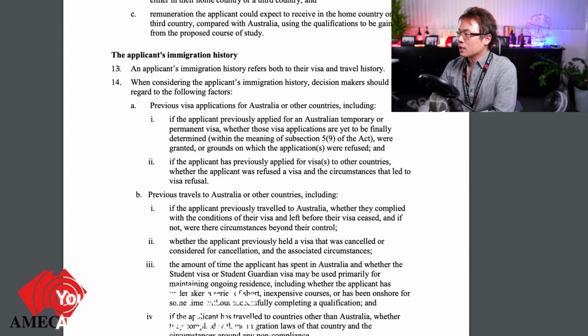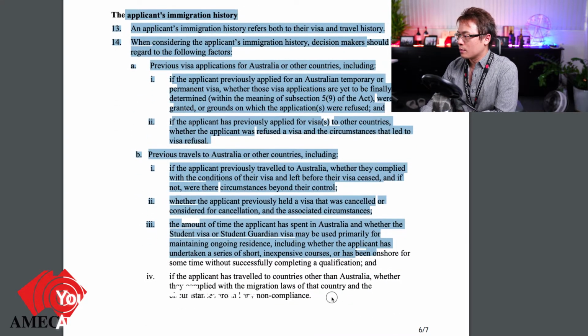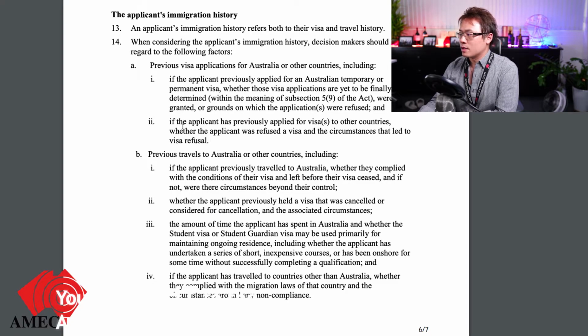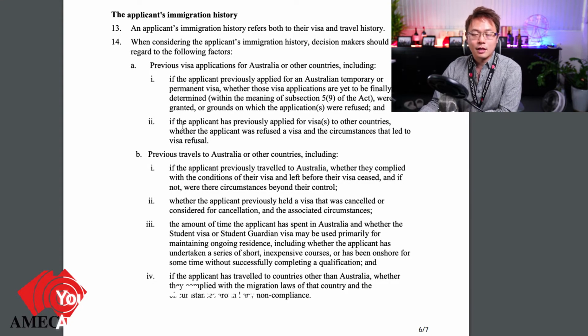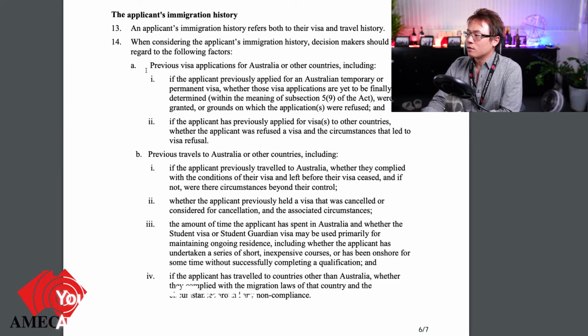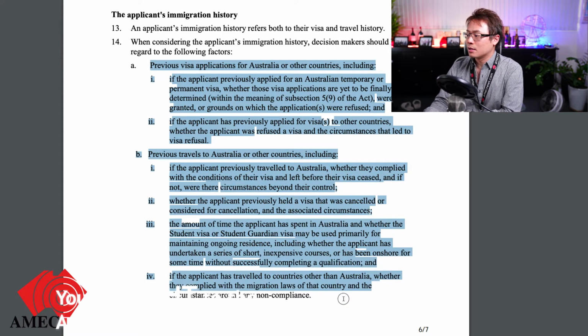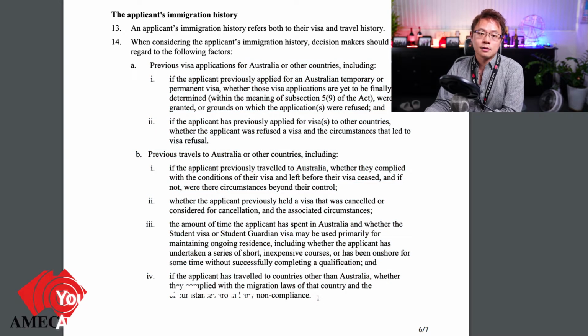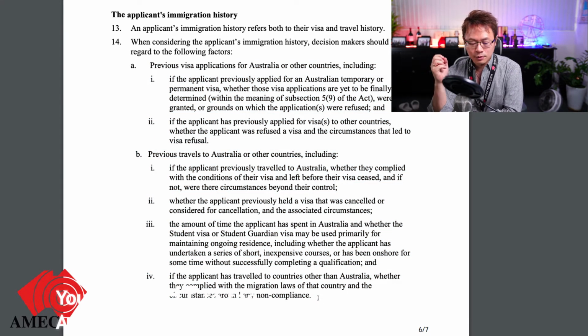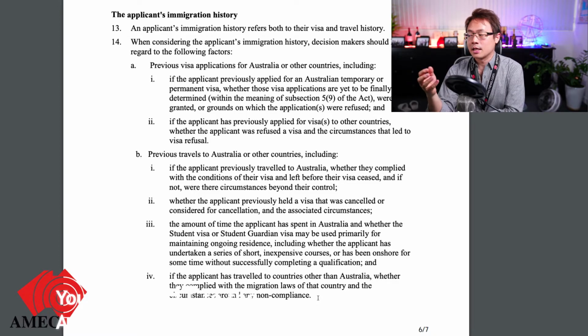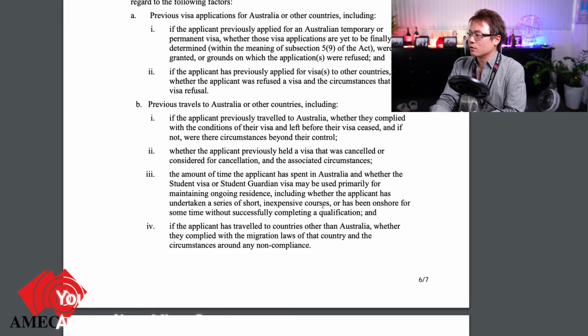And finally, they're looking into your immigration history as well. You may have held previous visas, multiple different types of visas. If you have that kind of history, they may see that you're trying to use a student visa to prolong your stay in Australia. So those are all the facts there.